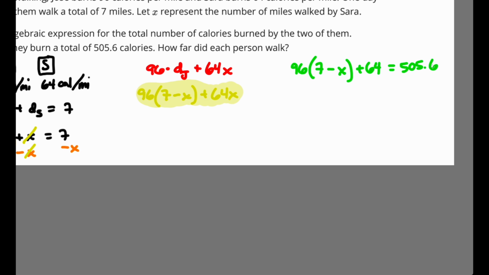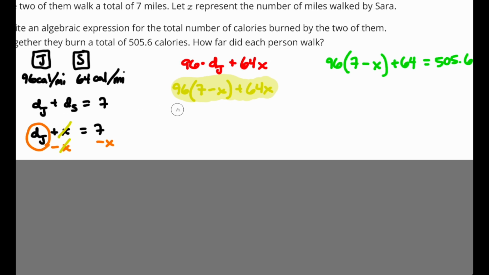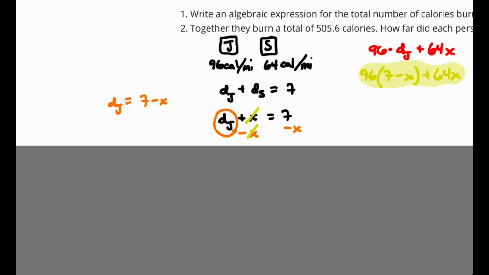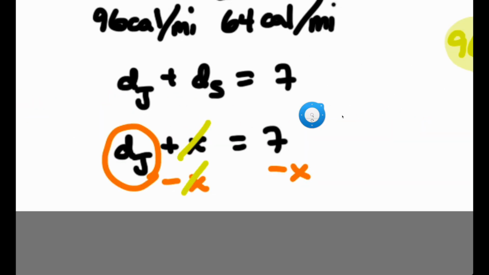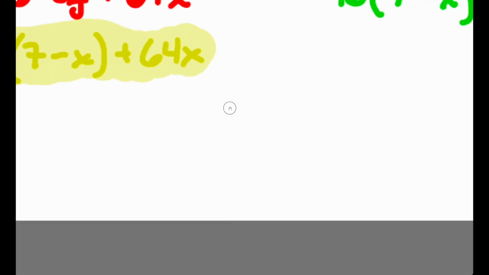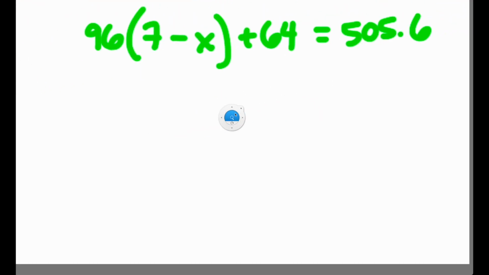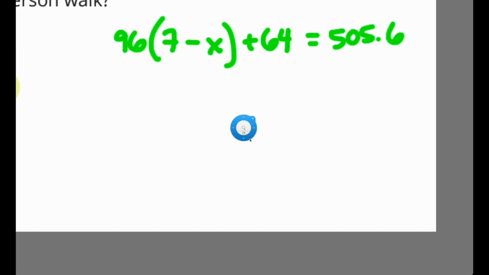walked. Now, if we know the miles that Sarah walked, all we would have to do to figure out the distance that Jose walked is use this equation that we found before, where D sub J equals 7 minus X. So if we solve for X and find Sarah's walking distance, then we automatically can use that to find Jose's walking distance. We just need to solve this thing right here.